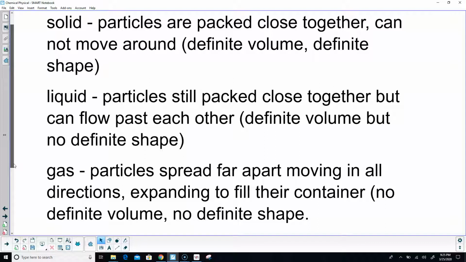And then finally, we said the gas. Gas is particles that are spread far apart, moving in all directions rapidly and randomly. They expand and fill their container. They have no definite volume, no definite shape.